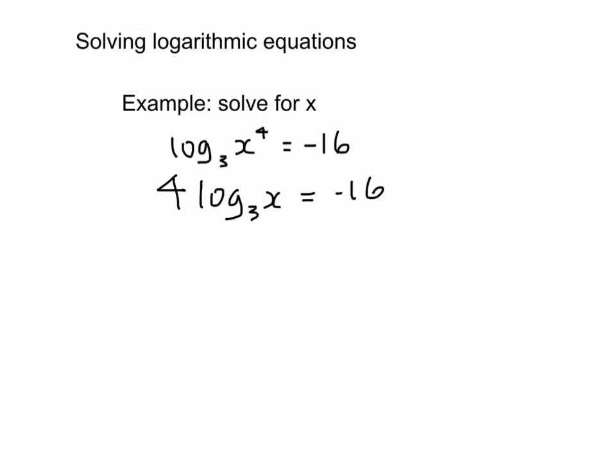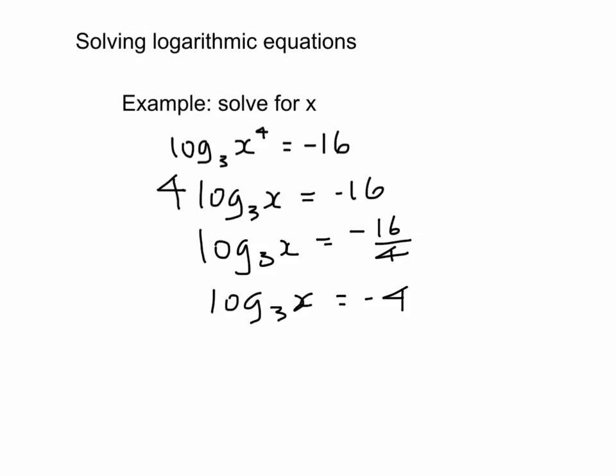And then hopefully you can see that you can divide by 4 to get rid of that 4 first. That gives you log to the base 3 of x equals negative 16 over 4, which is negative 4. Then we take this point and convert it back to an index equation, so that becomes the base over here and kicks the negative 4 upwards. So you have x equals 3 to the power of negative 4, and 3 to the power of negative 4 is 1 on 3 to the power of 4, which is 1 on 81.